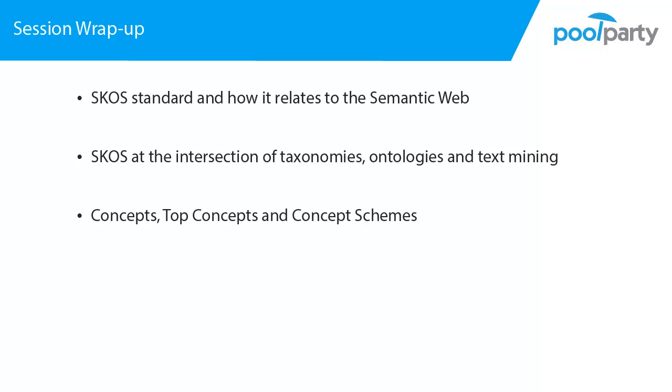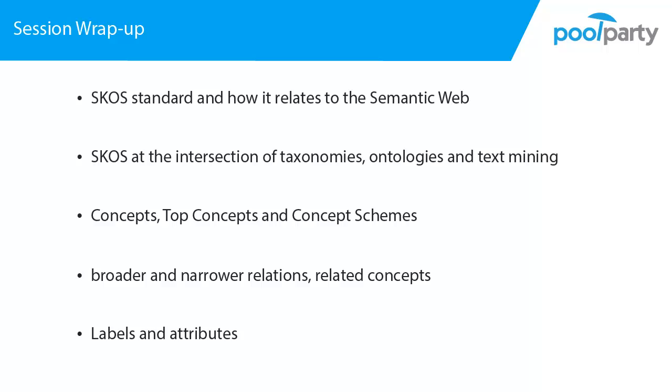And we went in medias res and talked about the SKOS anatomy with its most important elements, concepts, top concepts, and concept schemes. You know that concepts can be related through broader and narrower relations, as well as related concepts. And you are aware that you can enrich your concepts through labels and attributes, where we spoke about the basics, but there are advanced possibilities to extend the SKOS view on a concept. Now you have everything you need to know to start building your first taxonomy.